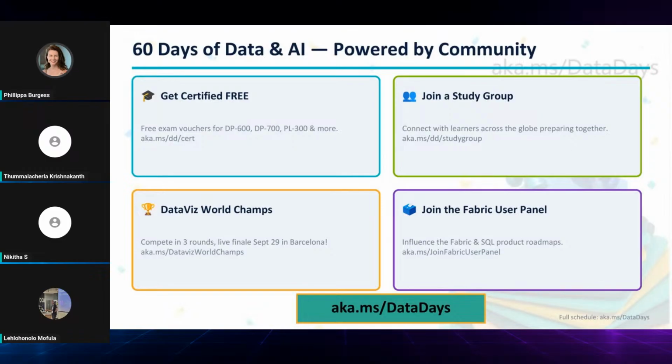So let's just talk about the context of why we're here. This is all part of Data Days. And Data Days is 60 days of data and AI, running from mid-June to early August. It's a great opportunity to get certified. They will have certifications for DP-600, 700, 800. This is a qualifying event.